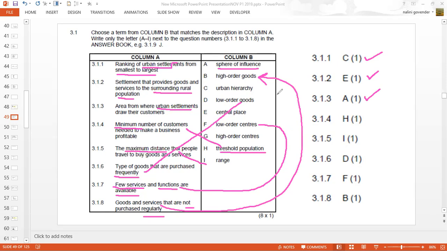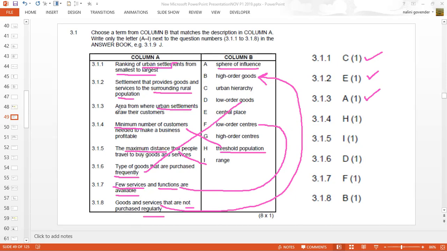Let's try and build a story around each of these things, and let's see how it's going to work out. So what we are saying is that goods and services that are not bought frequently, for these items we are willing to travel further to compare prices, to compare quality, and to compare the kind of service we're going to have.